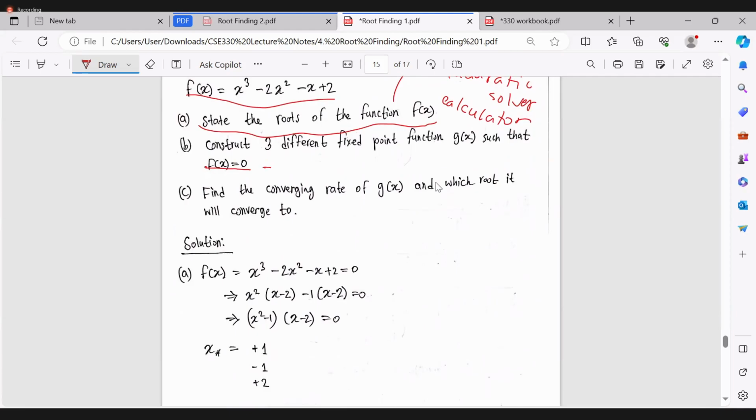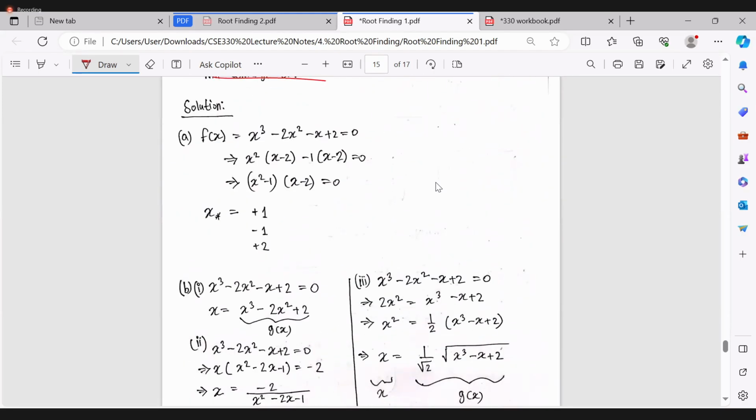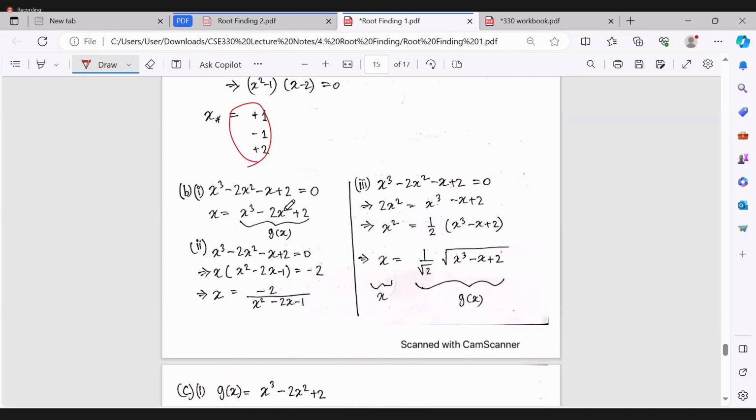And finally, you'll need to find the converging rate of g of x for each g of x and which root it will converge to. So for the first one, you see that there are 3 roots, +1, -1, and 2. And x star means root. This is a notation for root. Star of the equation, we used to say, star of the function of root. So you make 3 forms from here.